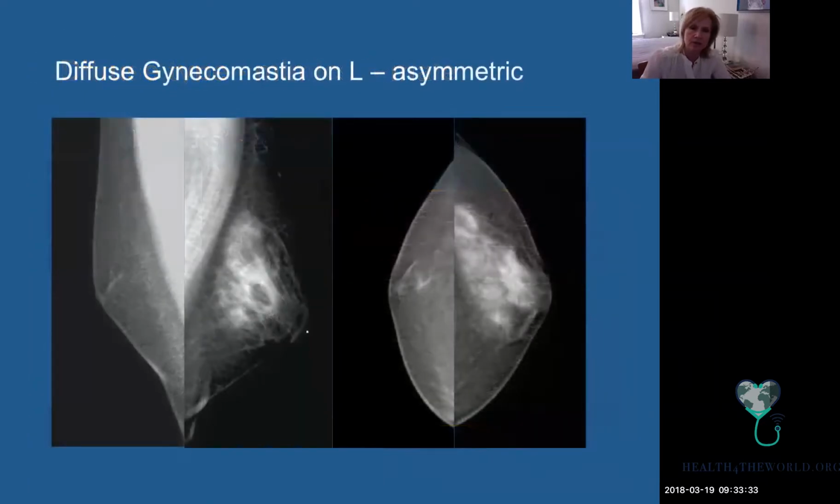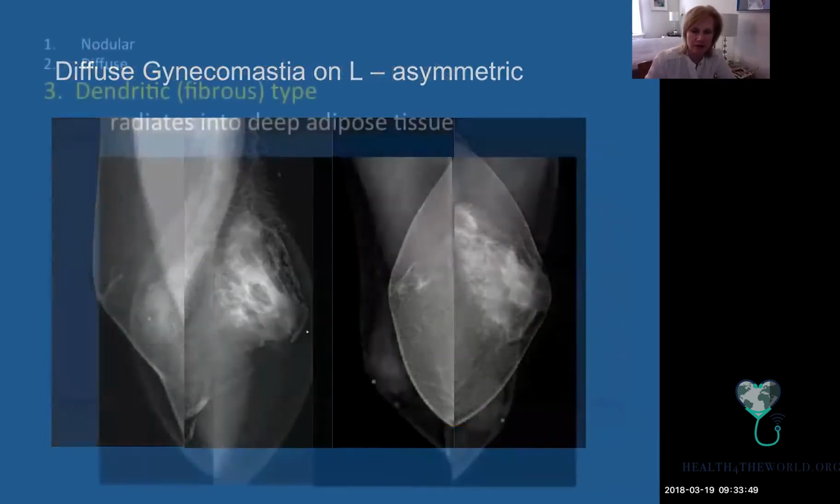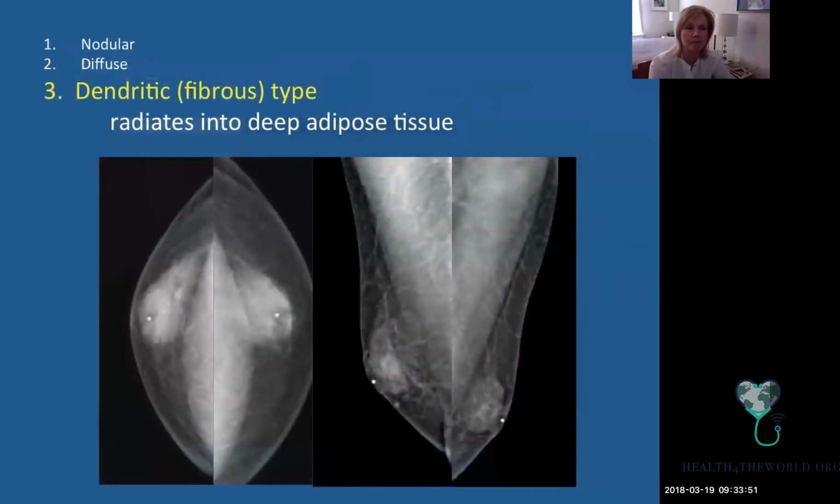Here's another example of a patient with asymmetric diffuse gynecomastia on the left. It's very dense. This man has had gynecomastia here for a while. It has become quite confluent, and again, looks very much like a female, but this is diffuse gynecomastia, asymmetric in a male. Okay, so that was nodular type, diffuse type of gynecomastia.